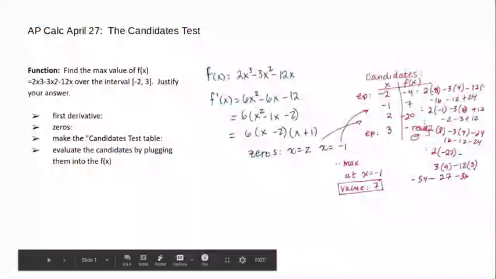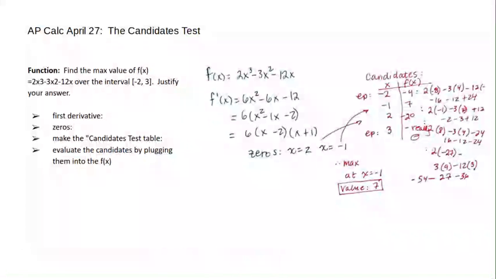All right, let's talk about the candidates test. So we looked at the candidates test from 3 points of view: a function, a graph, and a table of values. On this function, it didn't transfer over very well when I cut and pasted it from that document. Here's the function. I found the first derivative.